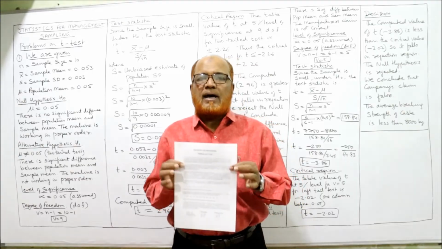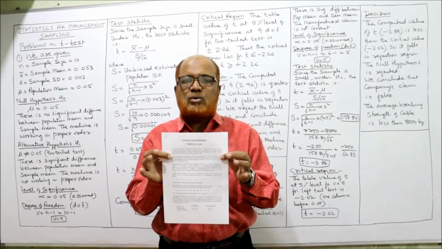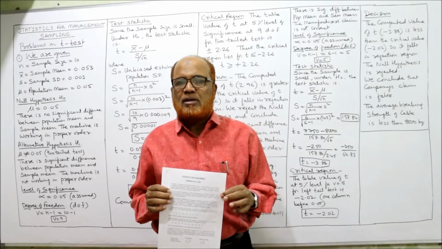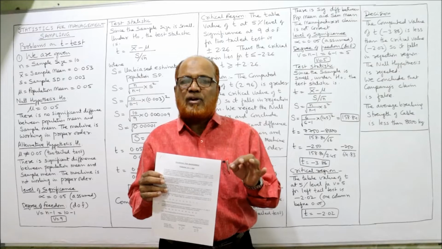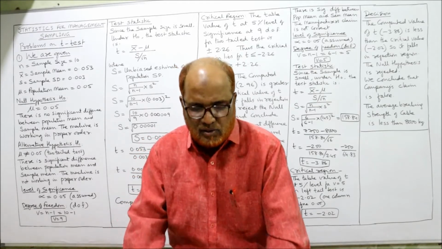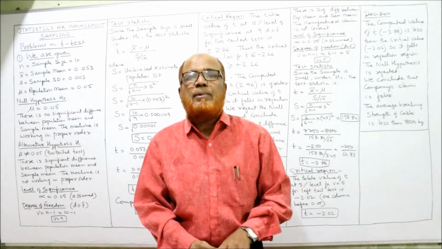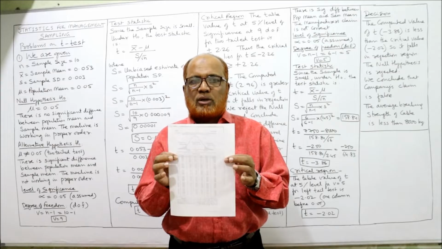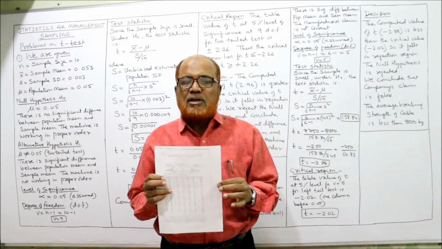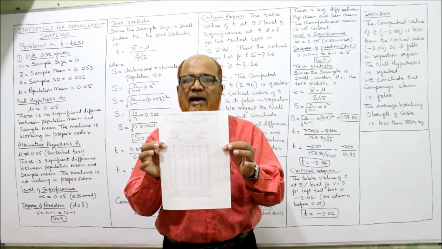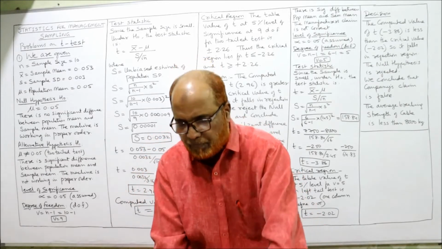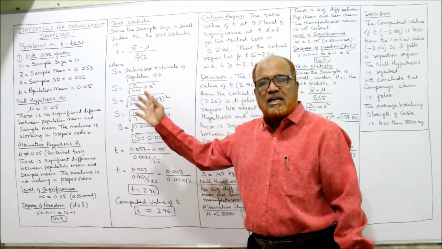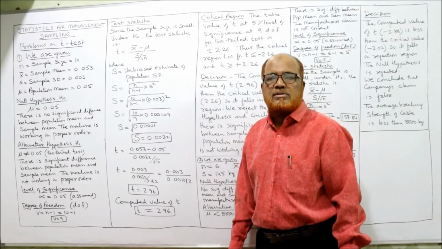Before starting the problem, I expect my viewers to have a printout of the problems, which I have given in the link under my description. So take a printout and keep it ready. Apart from this, I have already uploaded the t table, that means the table values of t distribution. It is also uploaded in the description. So take a printout of the table values of t, and also the problems on t distribution, and keep them ready. Now before starting, take a screenshot of the solution of the first 2 problems, then I'll explain.